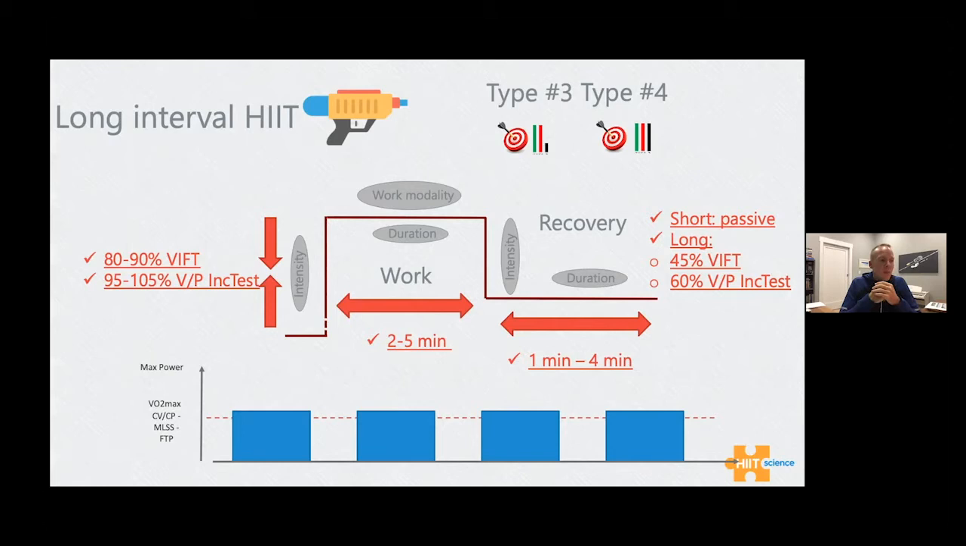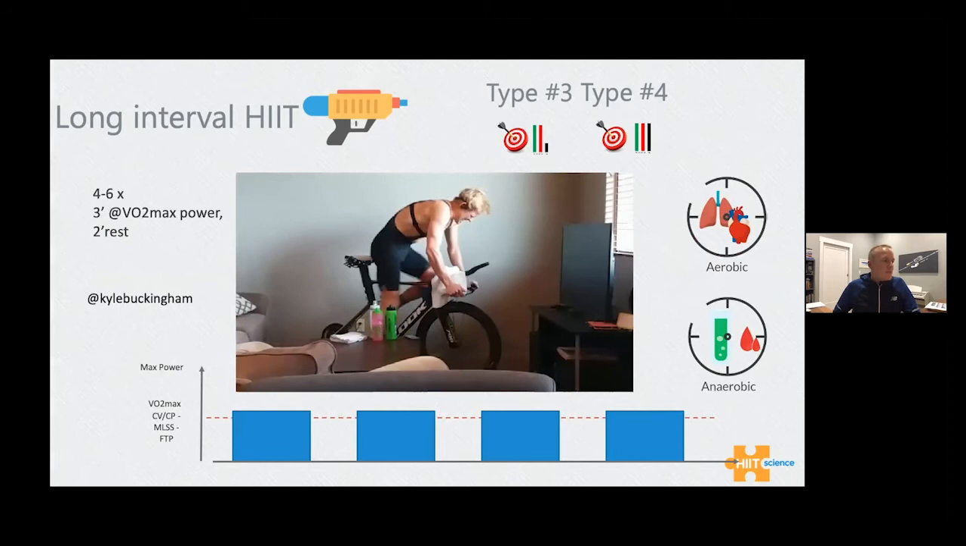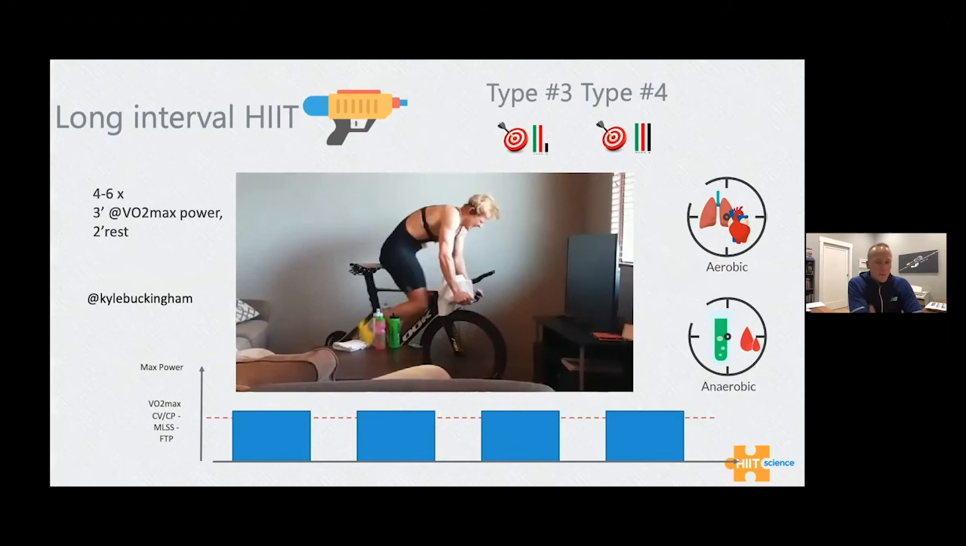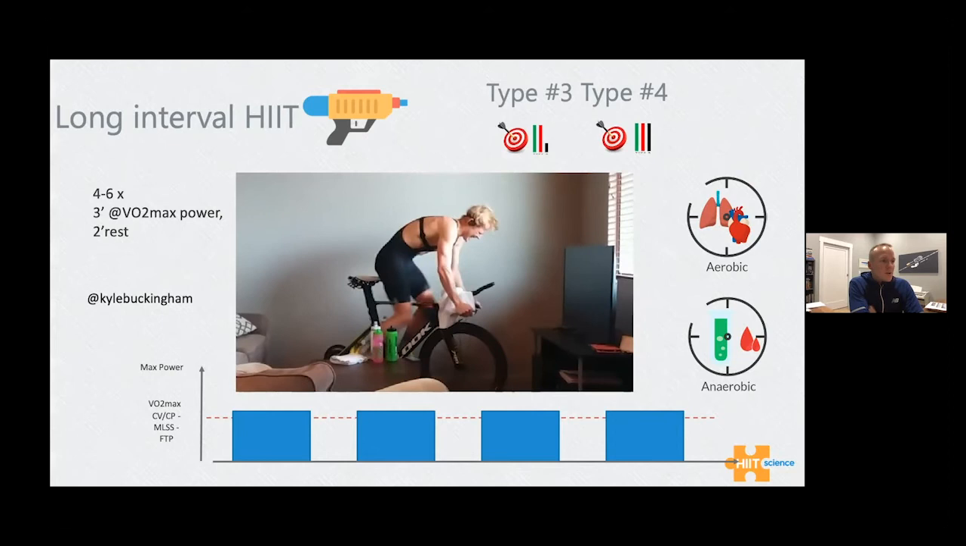We'll get Kyle. This is one of my athletes, Kyle Buckingham from South Africa, and we're just going to listen to him do his session here. So this one, the prescription is 4 to 6 by 3 minutes at VO2 max power, 2 minutes recovery between the exercise bouts. And it's a real good primer of the neuromuscular system, but it's not neuromuscularly damaging.